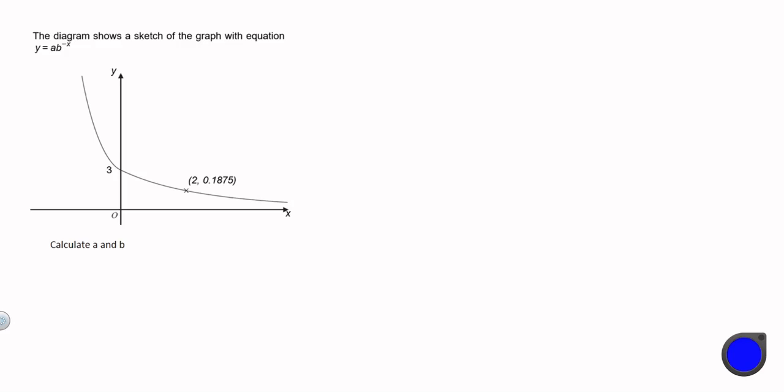Previous to this video, I made some videos related to exponential graphs of the form where the variable x, the exponent, was positive. But in this video I'm dealing with situations where it's negative, like negative x, like in this question over here. So that's what I'm going to do now.